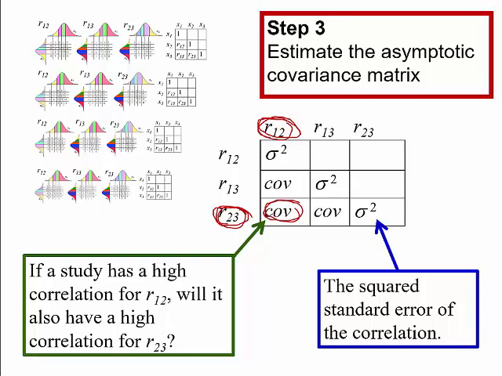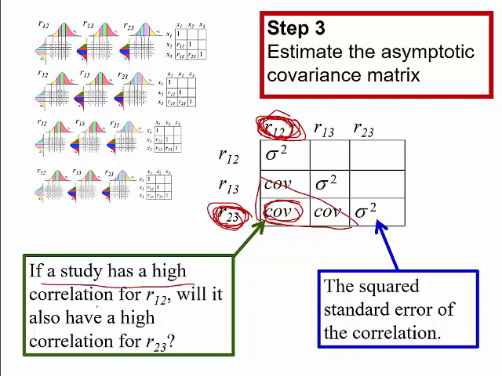And if we standardize all this and turn it into a correlation, this would be like a correlation of correlations. If you do your study over and over again, and when this correlation is high, is that correlation also likely to be high? If the correlation between this pair of items is high, is the correlation between this other pair of items also likely to be high? So these covariances are telling us information about the associations between correlations.